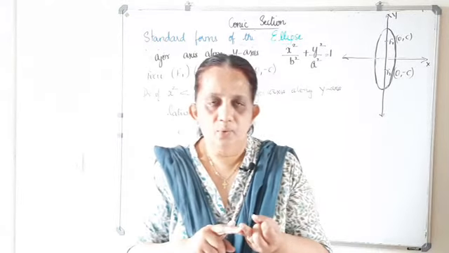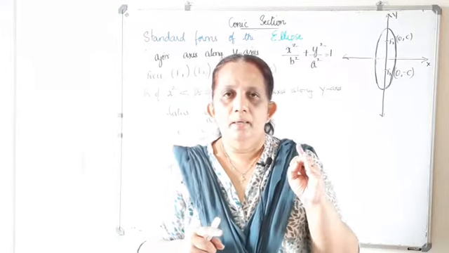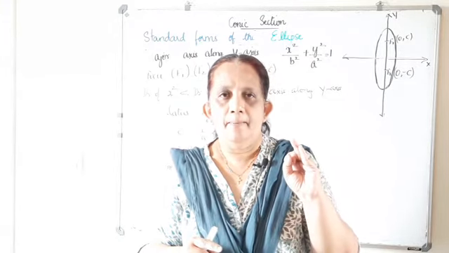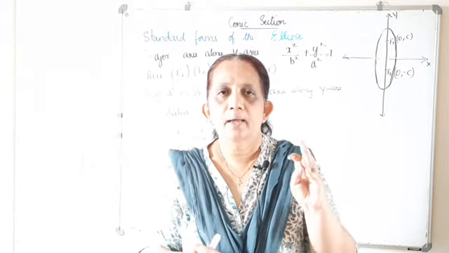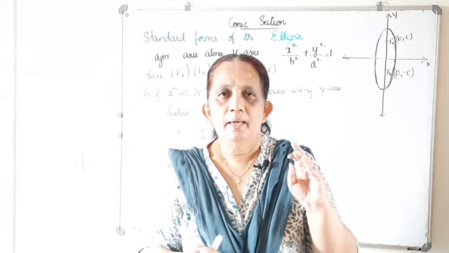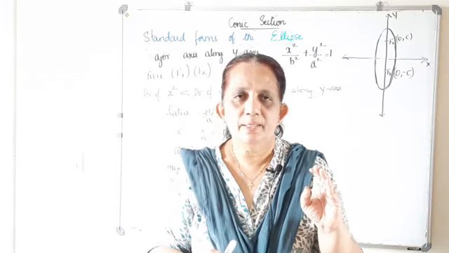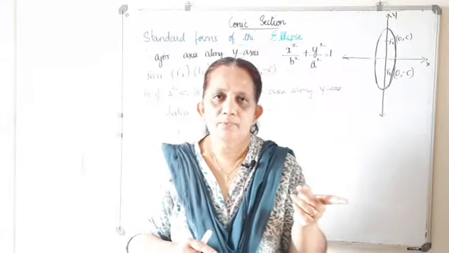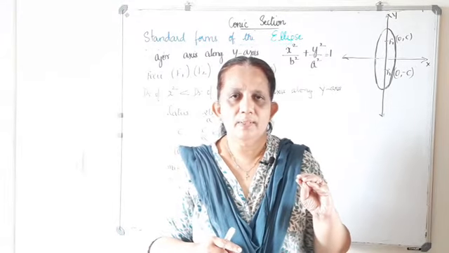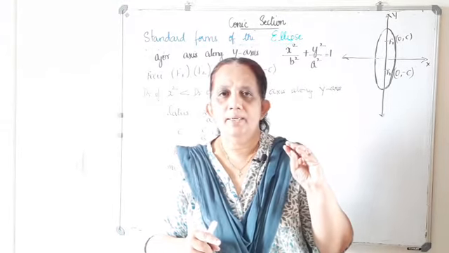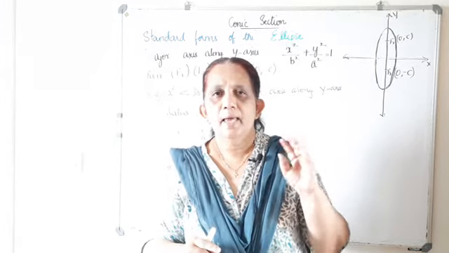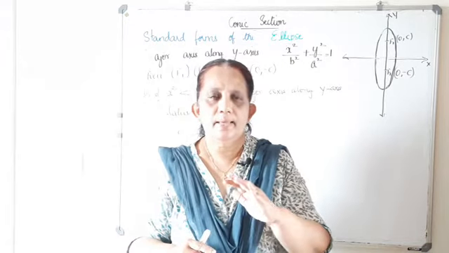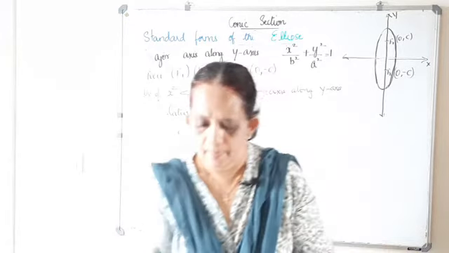There are two foci for an ellipse. Length of the major axis is 2a, length of minor axis is 2b, length of latus rectum is equal to 2b squared by a, but for a parabola, length of latus rectum is equal to 4a. Eccentricity e is equal to c by a, and the relationship between a, b and c is a squared minus b squared is equal to c squared. If a squared is equal to b squared, the ellipse becomes a circle.